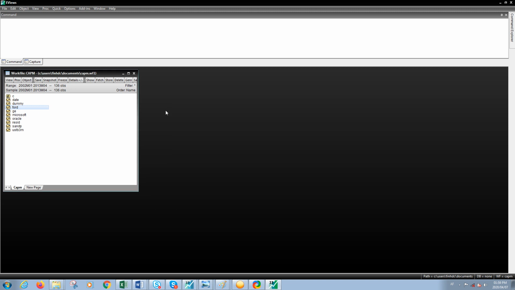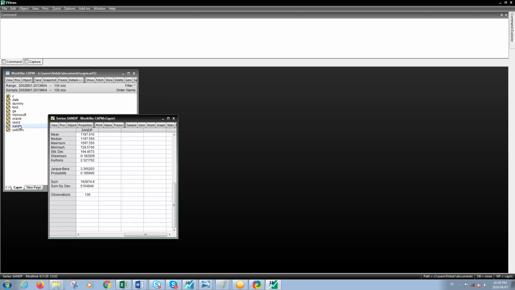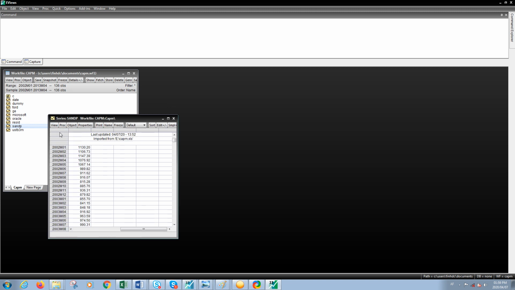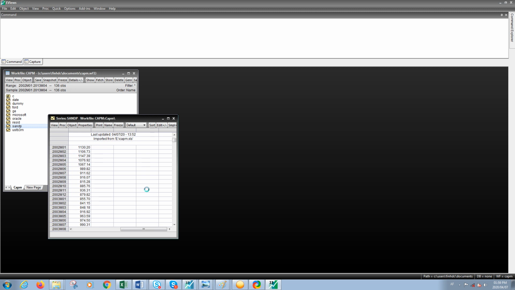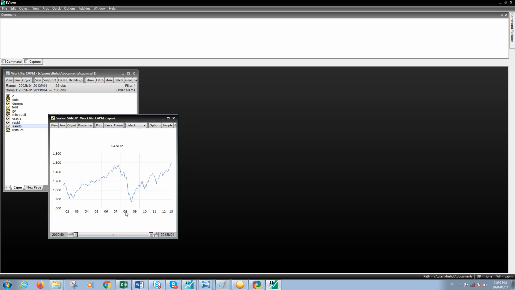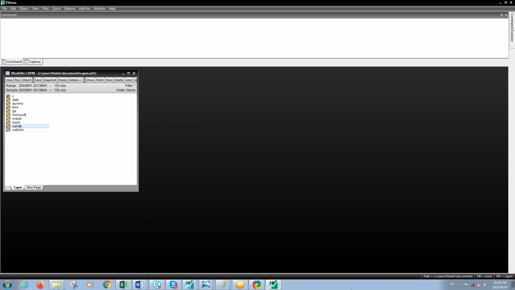Okay. To do it with the S&P, you double click on the S&P and go to view. You can directly go to graph, but you can first view your spreadsheet if that makes more sense. Then you can go to view, graph, and there you've got your S&P shape, your S&P index over time as well. Okay, so that's fairly easy.